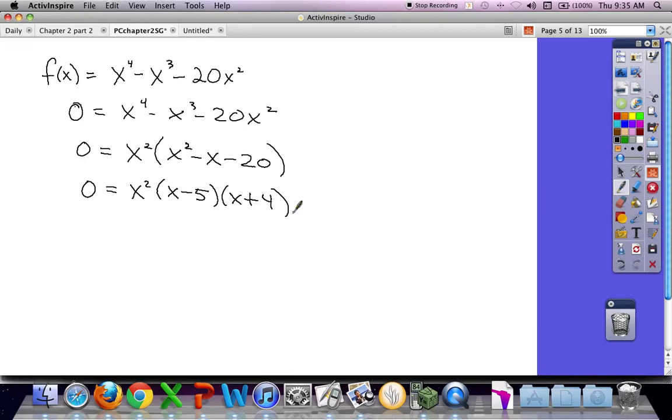Okay, so what are the zeros? Okay, 0. 0 comes from this. 5 and negative 4. Right. If I was looking at this on a graph, at 5 we would have a 0. At 0 we would have a 0. And at negative 4 we would have a 0.